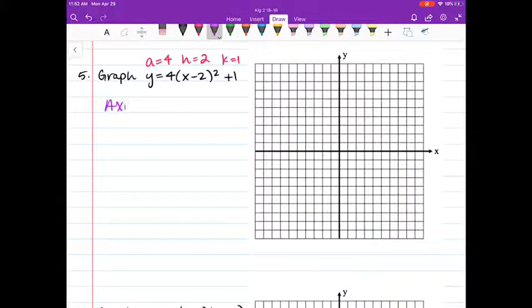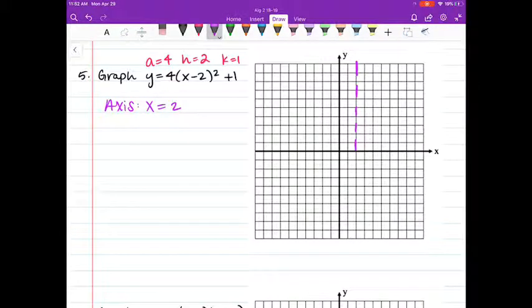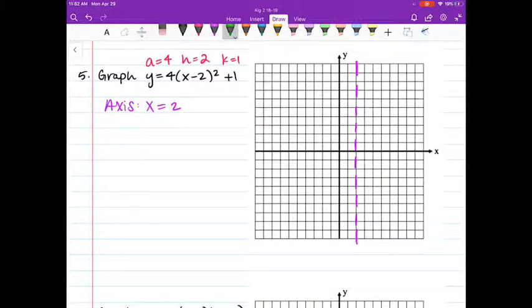Our axis of symmetry for this parabola is going to be x equals h, which for us is x equals 2. So we will plot that line. There's our axis of symmetry. Next comes our vertex, and it's the ordered pair (h, k), so (2, 1). Now again, I'm going to wait to plot these points because we are eventually going to have a point that is way off our graph. So I'll plot it in a second.